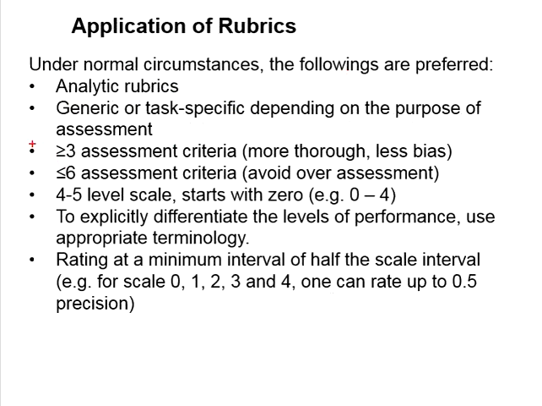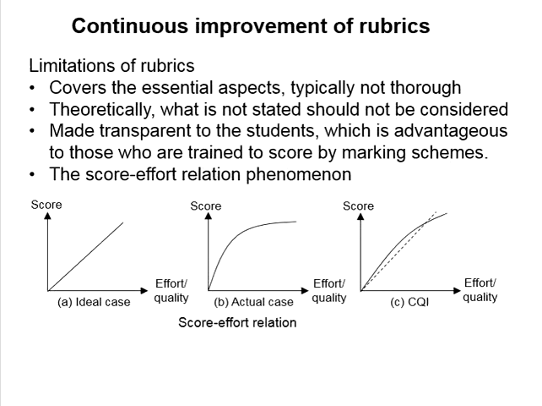And you also know that there is a recommended range in terms of the assessment criteria. The maximum would be 6 assessment criteria from the practical considerations. Now you really need to properly select which ones are more important and incorporate them in the rubrics. Make sure there is no redundancy so that you will not assess certain things twice. Second limitation of the rubrics is that what is not stated in the rubrics shall not be considered.